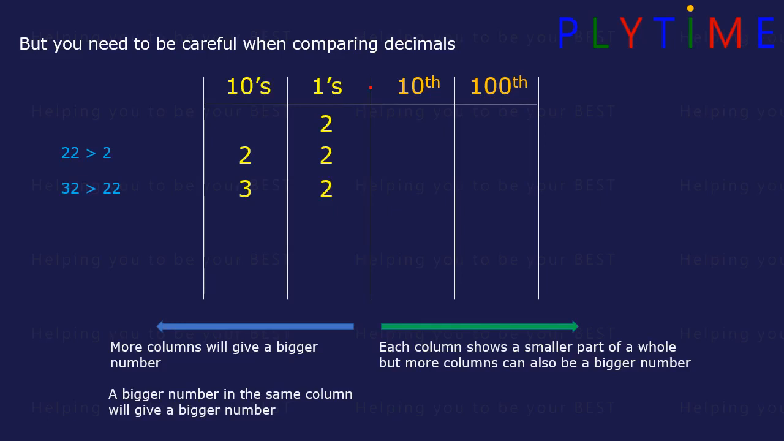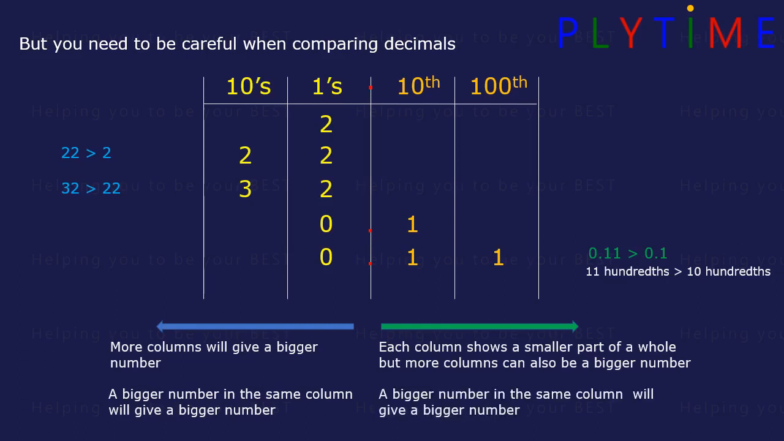For example, 0.1 compared to 0.11. 0.11 is greater than 0.1. It's the same as 11 hundredths compared to 10 hundredths. 11 hundredths is bigger than 10 hundredths. A bigger number in the same column will also give a bigger number. So for example, 0.12 is bigger than 0.11. 12 hundredths is bigger than 11 hundredths.